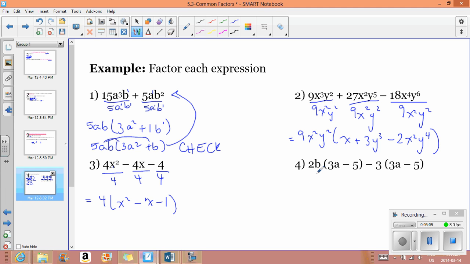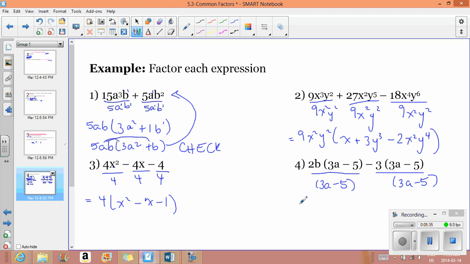This one is a little bit trickier because we're not just looking for the number and the letter that's common. We're actually looking for a whole group of things that's common. So see how this is one term and this is one term. And what's common between each of those is notice that 3a minus 5 and 3a minus 5 is common between both. So we're going to divide that whole thing out for both. So it was a whole expression that was in common instead of just a number and a variable.